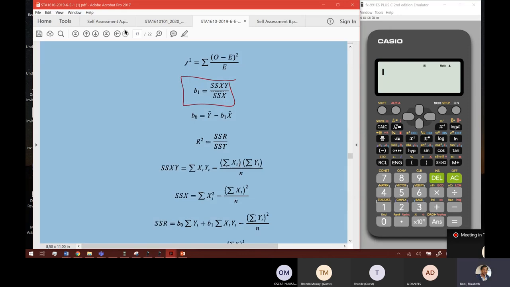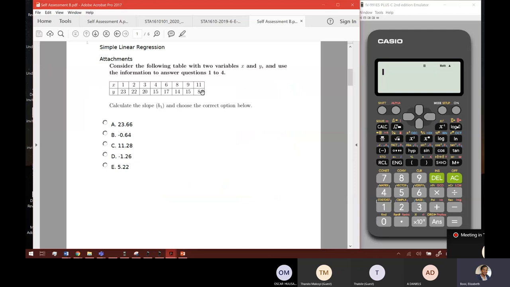I'm going to give you time. So we will need to be calculating B1, which is the sum of XY minus the sum of X times the sum of Y, divided by N, all divided by the sum of X squared minus the sum of X, squared, divided by N.